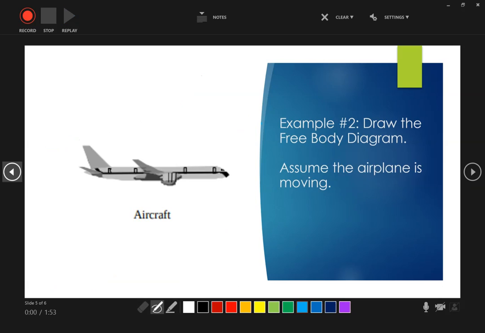Let's take a look at another example. Draw the free body force diagram for the airplane. Again, assume the airplane is moving. So if it is moving, are we balanced or unbalanced? We are unbalanced, right? So if it's unbalanced, are all the arrows the same or is there something that's different? There's something that is different. So again, what are our different forces here? We have applied, we have friction, we have gravity, and we have normal force. So again, of those four, which is the one that's going to win? The applied force.